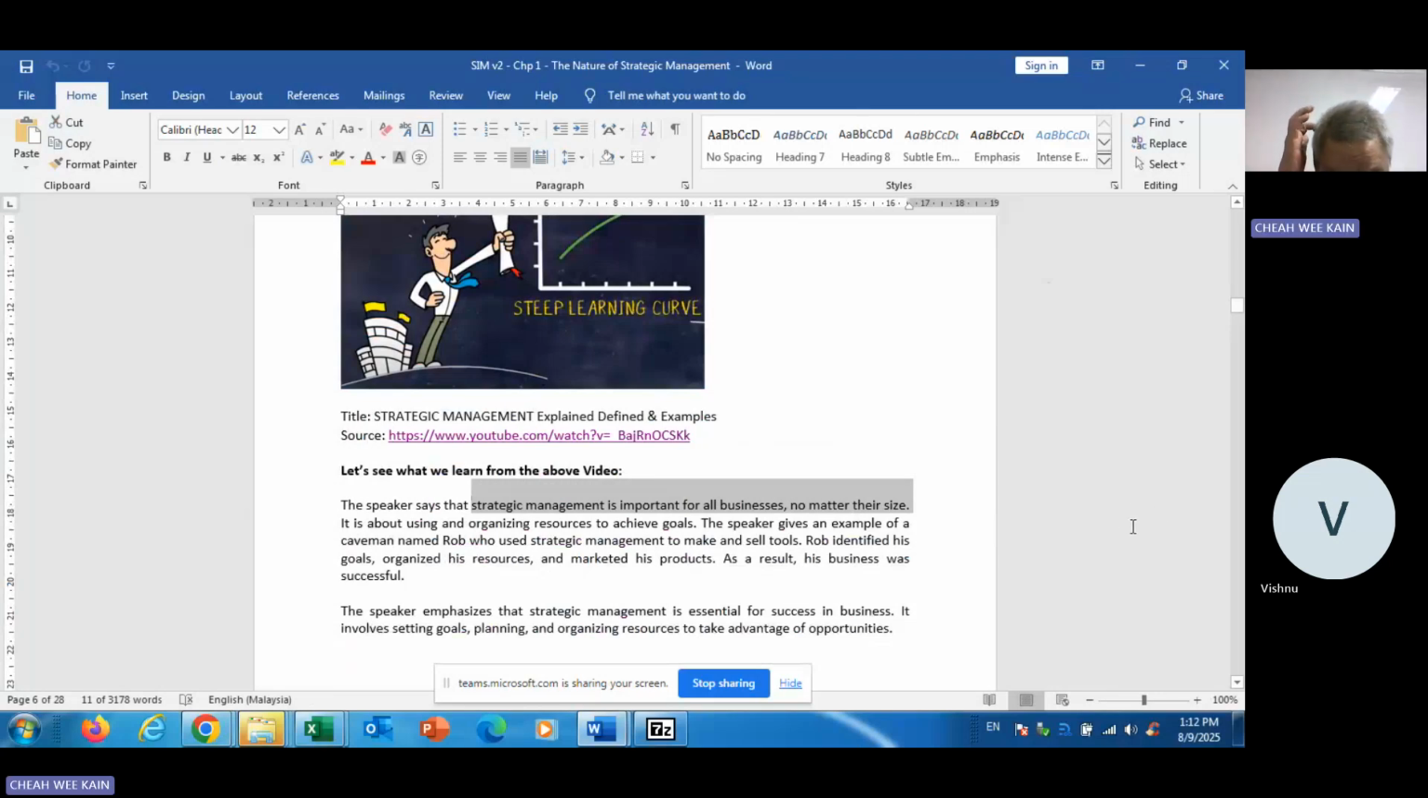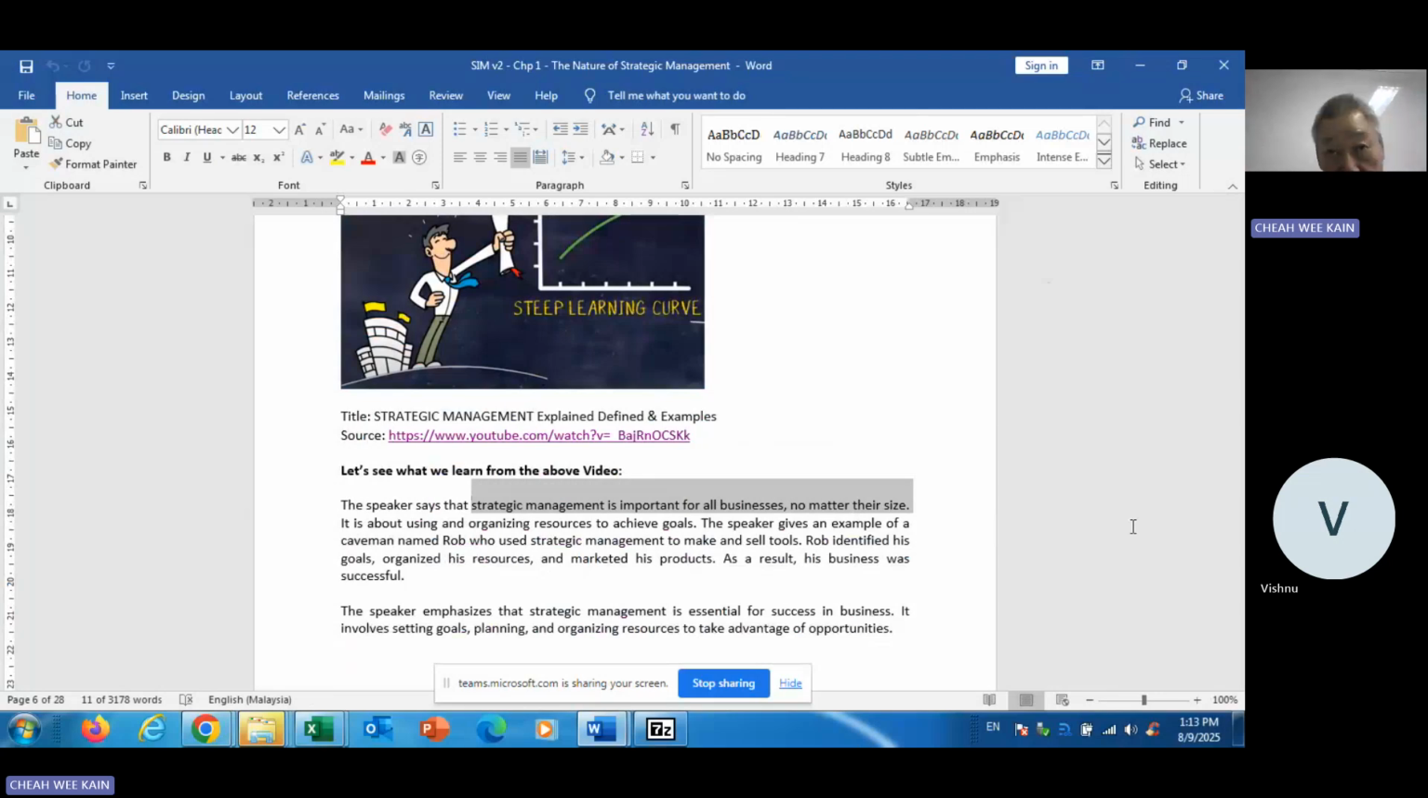Now let's think about it. Are we talking only about business? What about non-business? Let's say, for example, Red Cross, or St. John Ambulance. Those are non-profit organizations. Do they need strategic management? Yes, because for business, the main objective is to make profit. What about non-profit organizations? Maybe the main objective is to serve based on their mission. So to make sure they serve, you need strategic management.